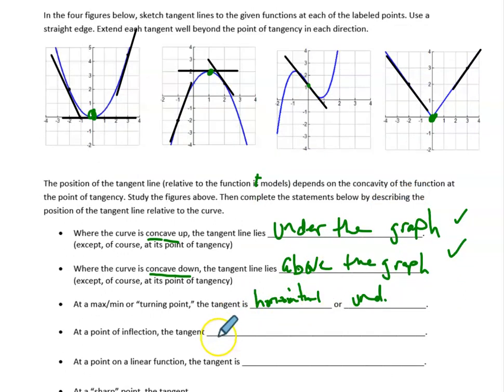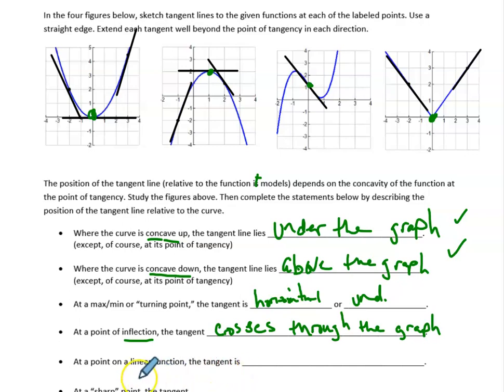So I can't say that there's a defined slope and a single slope at that point. At the point of inflection, which is right here, this is the only inflection point we dealt with, this is where the tangent line actually intersected the graph. So the tangent crosses through the graph. It can be above the graph on a concave down portion of the graph, and under the graph on a concave up portion of the graph.